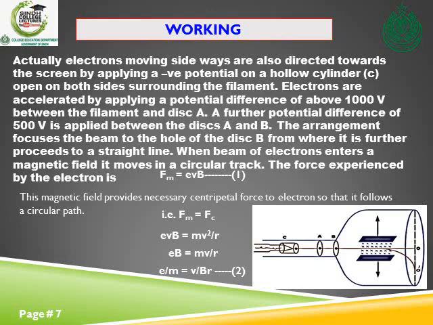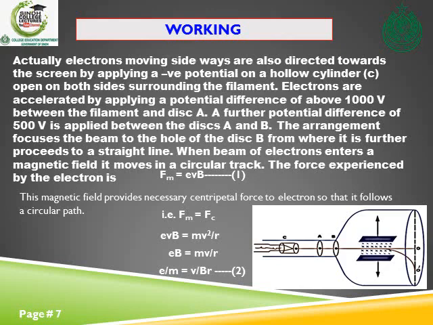By applying a negative potential on a hollow cylinder C, open on both sides and surrounding the filament, electrons are accelerated by applying a potential difference of above 1000 volts between the filament and the disc A. A further potential difference of 500 volts is applied between the disc A and B. The arrangement focuses the beam to the hole of the disc B, from where it proceeds further in a straight line.